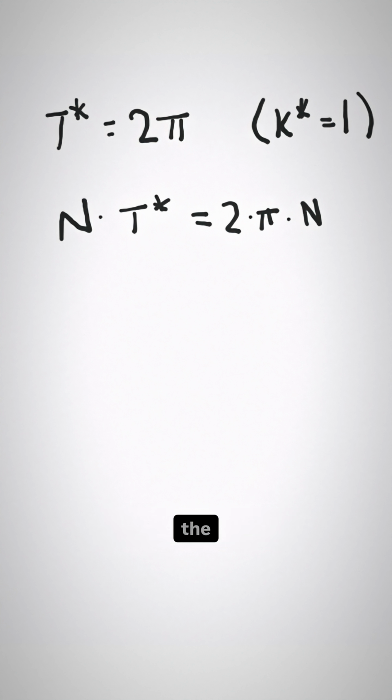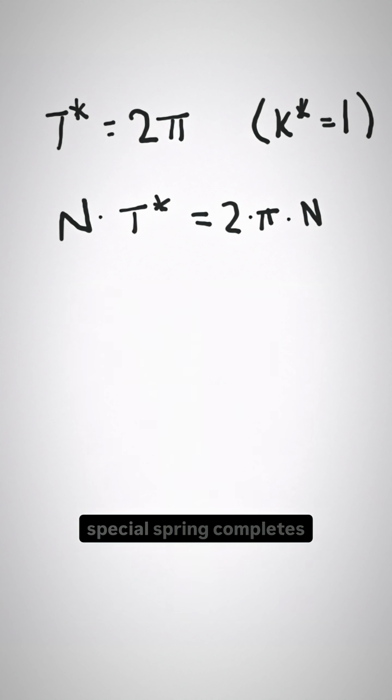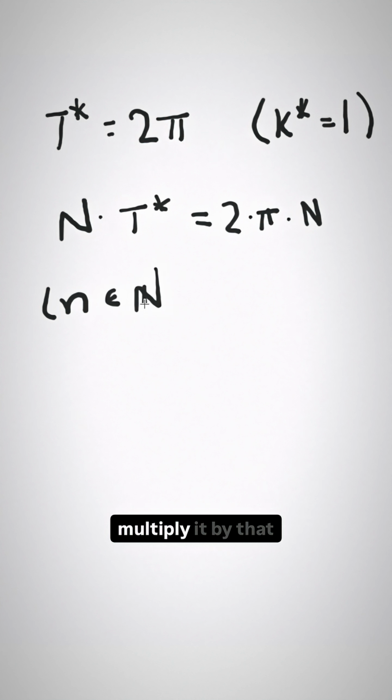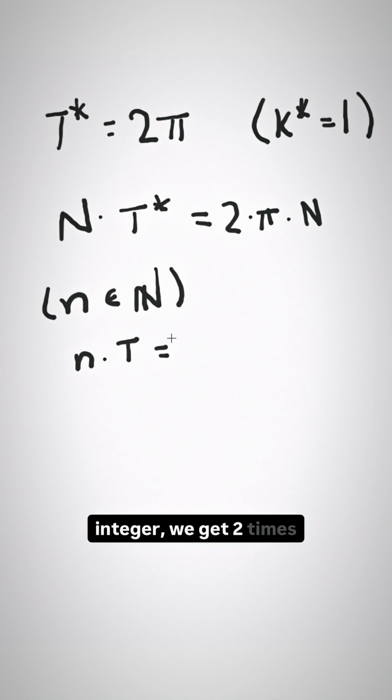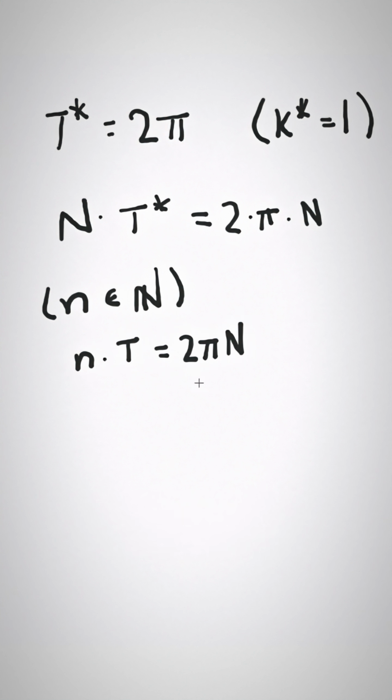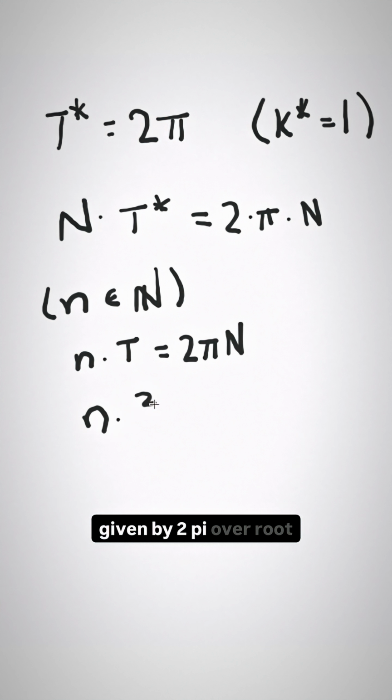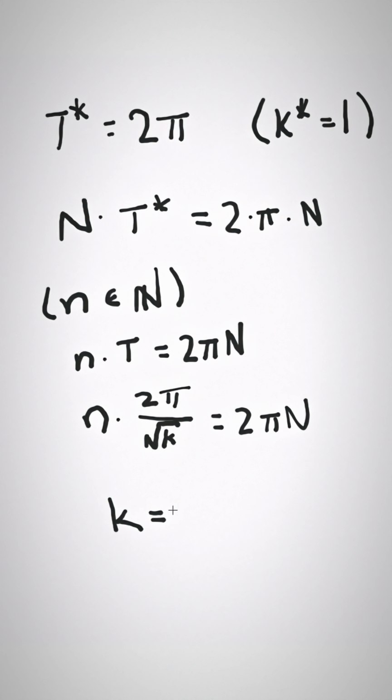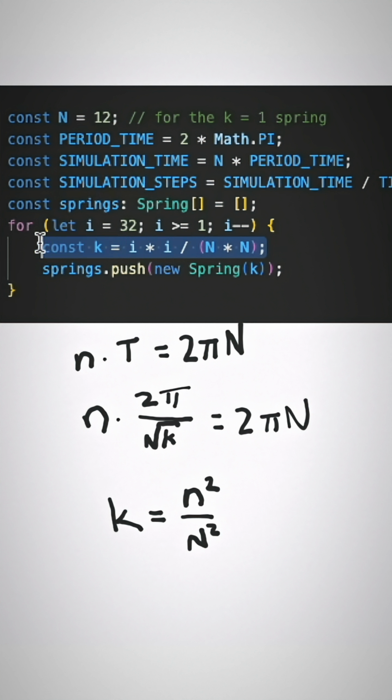And if we want all of the rest of the springs to complete a cycle at the same time that this special spring completes n cycles, then there needs to be some integer that if we take their period and multiply it by that integer, we get 2 times pi times big N. And since the period is given by 2 pi over root k, this is the same thing as saying k equals little n squared over big N squared, which is a rule for picking the k values of the springs.